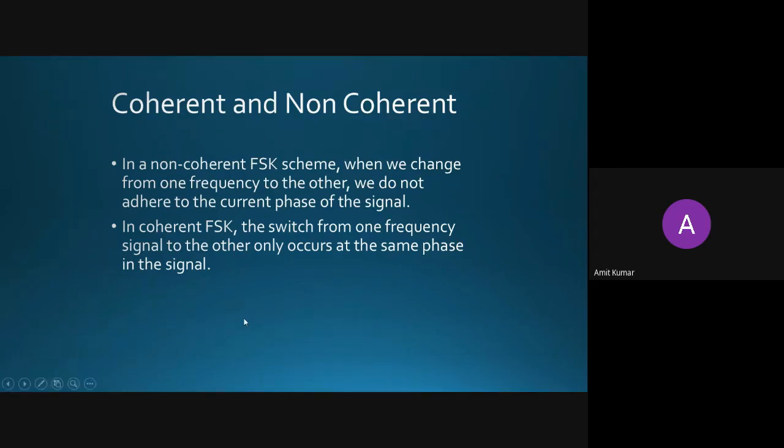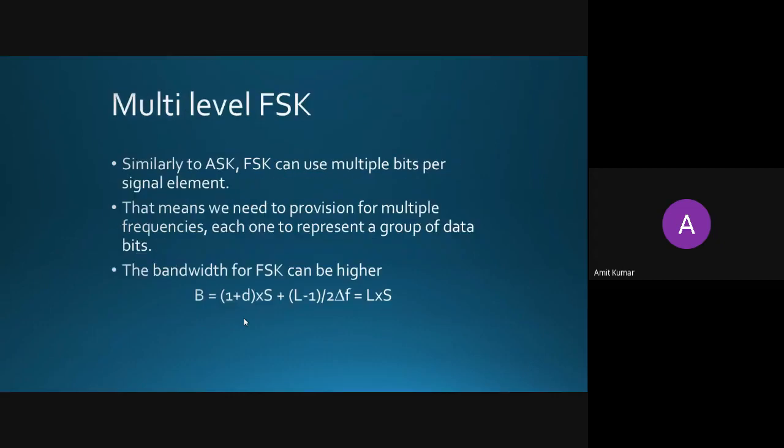Normally in our technology, we are using coherent FSK. Wherever your signal is ending, the signal will resume from that phase. It will not start from the other phase. Now we will see the multi-level FSK. Till now, whatever bandwidth we have discussed is true for single-level FSK. Single level means you are having only one bit of data, 0 or 1.